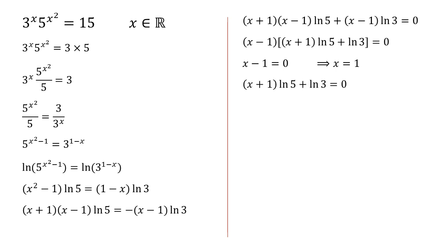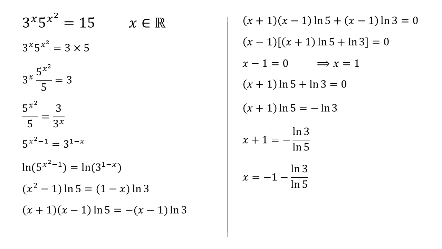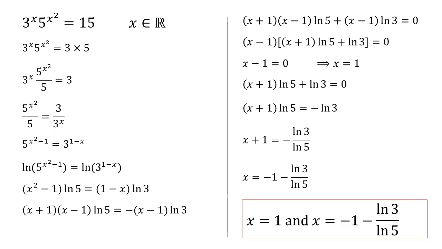have x plus 1 ln 5 plus ln 3 equals 0. So to solve this, I'm going to subtract the ln 3 from both sides, divide by ln 5, and then take away that spare 1. So we get x equals minus 1 minus ln 3 over ln 5. And there are our two solutions. x equals 1 and x equals minus 1 minus ln 3 over ln 5.